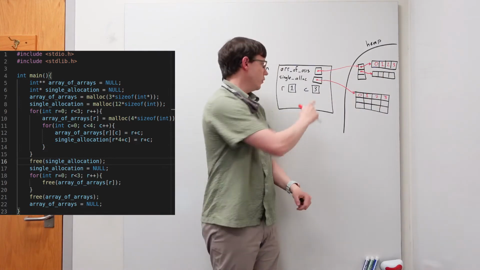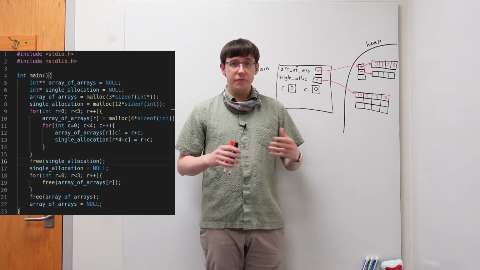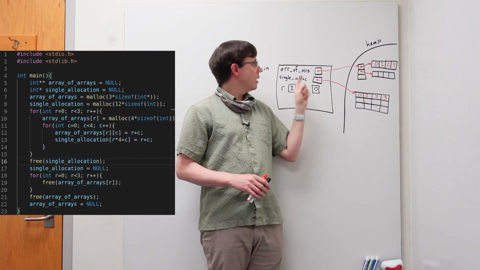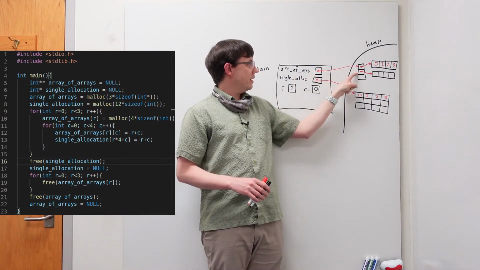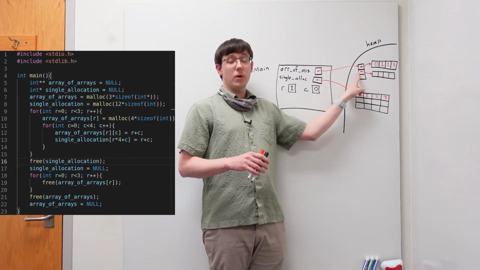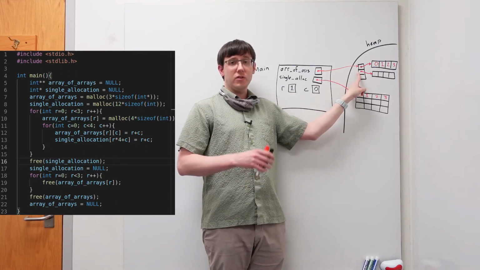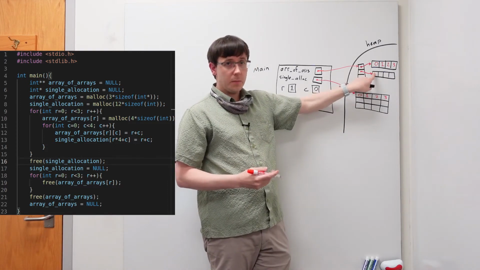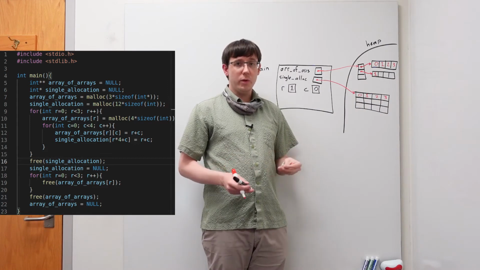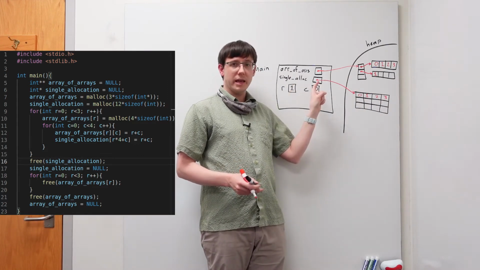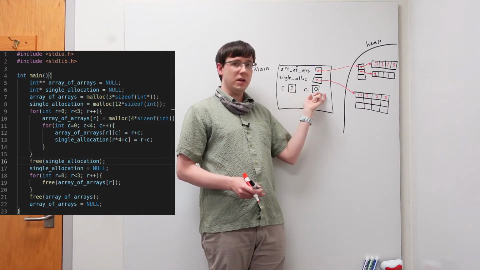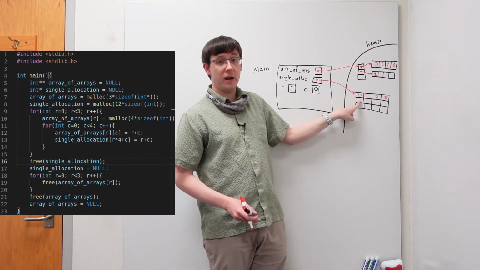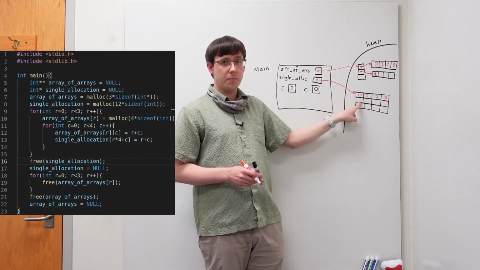And now in the inner loop, we are still filling in r plus c. And so when r is 1 and c is 0, line 12 will access index 1 of array of arrays, and then it will access index 0 of the inner array and put the value 1 here. Then on line 13, we will compute our index into the single allocation as r times 4 plus c, so we will go 4 entries into this block and put the value 1 in this location.